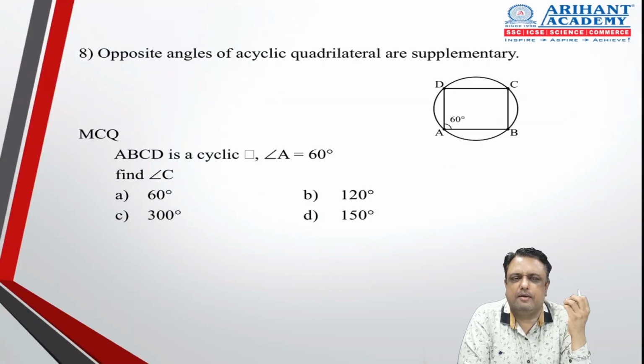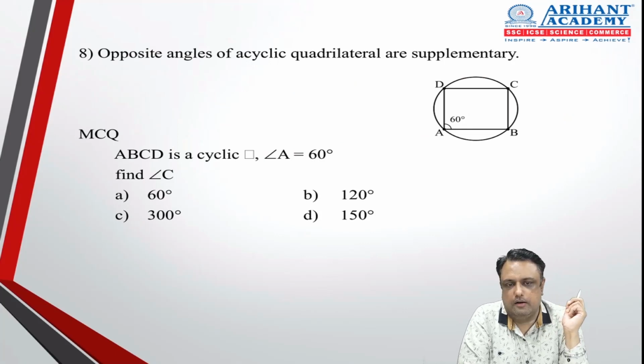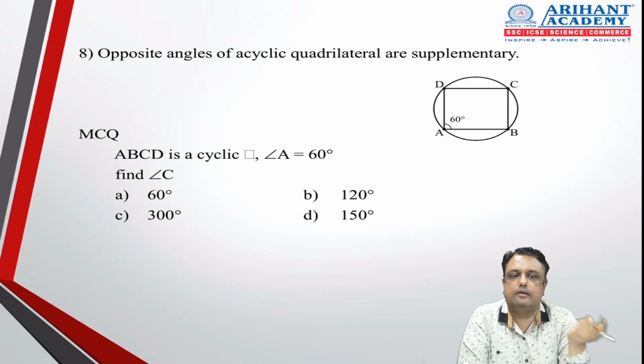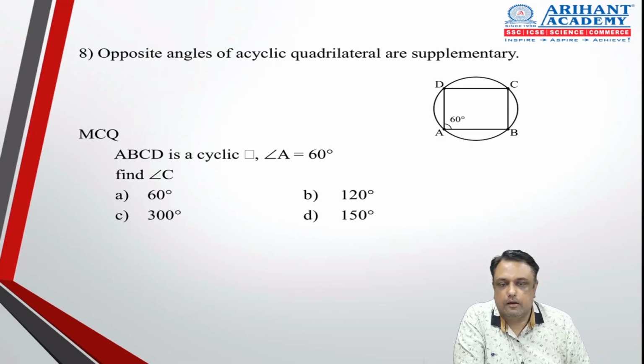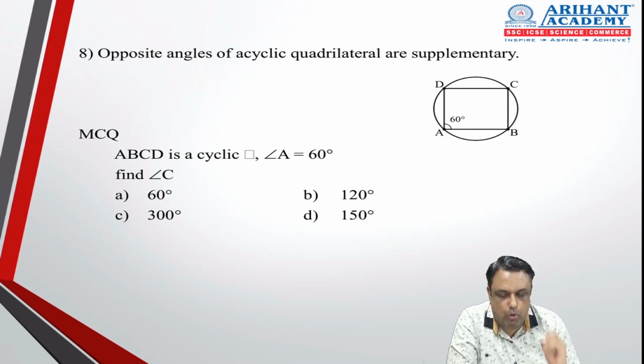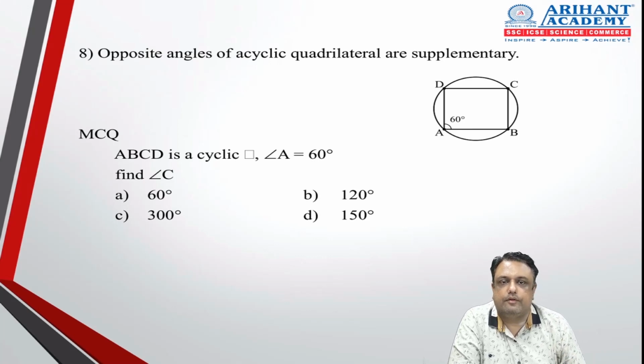Very, very easy concept. Everyone knows what is a cyclic quadrilateral. What is a cyclic quadrilateral? If all the four vertices of a quadrilateral lie on a circle, it is called a cyclic quadrilateral, or the quadrilateral formed by joining the 4 points on the circle. So here A, B, C, D, all the 4 points are lying on the circle. The quadrilateral formed is a cyclic quadrilateral. And what is the most important property? The opposite angles of a cyclic quadrilateral are supplementary.